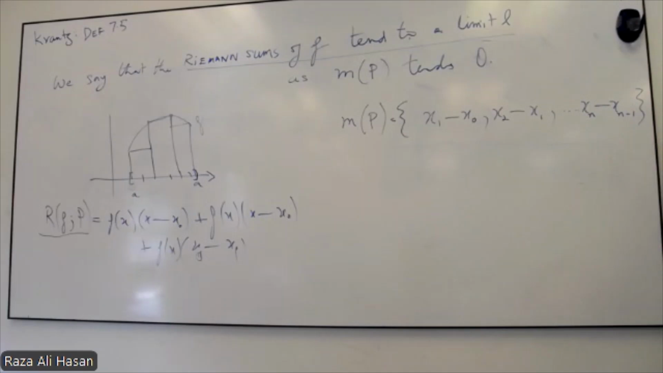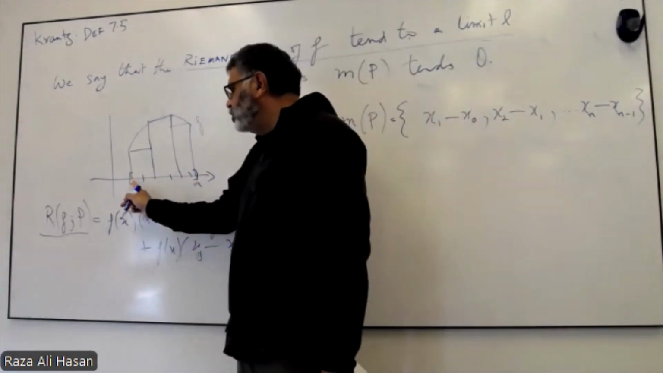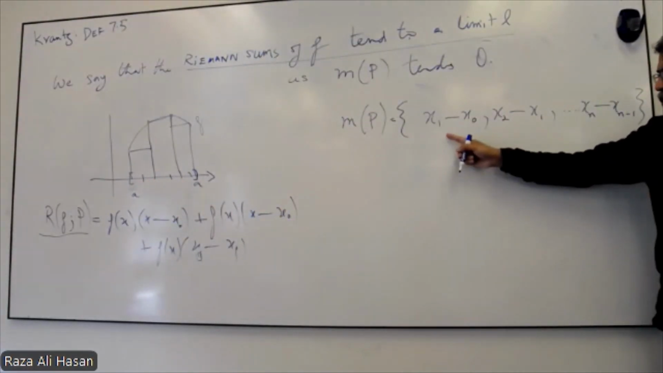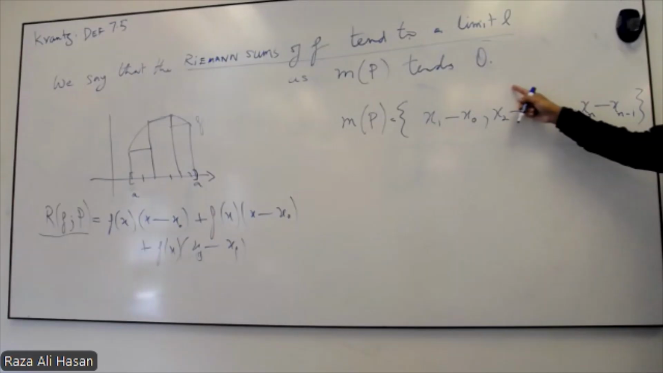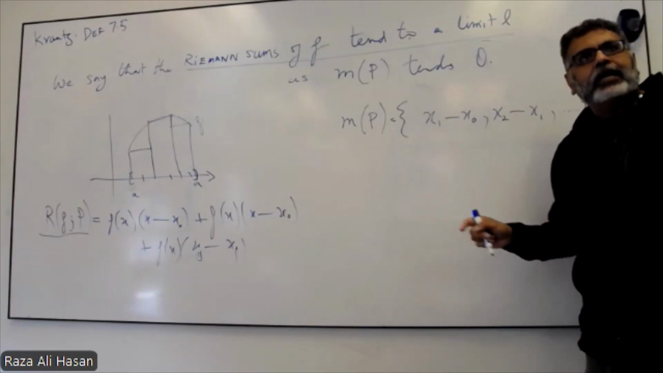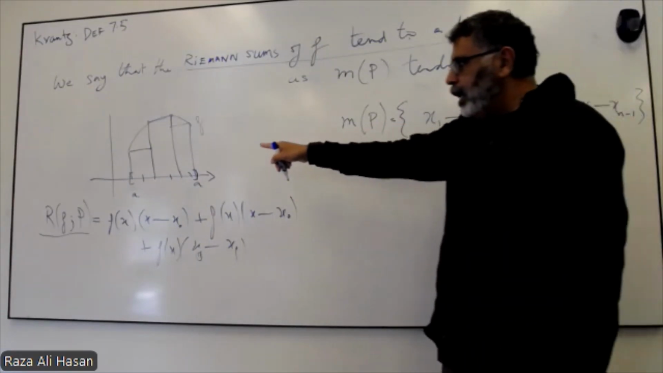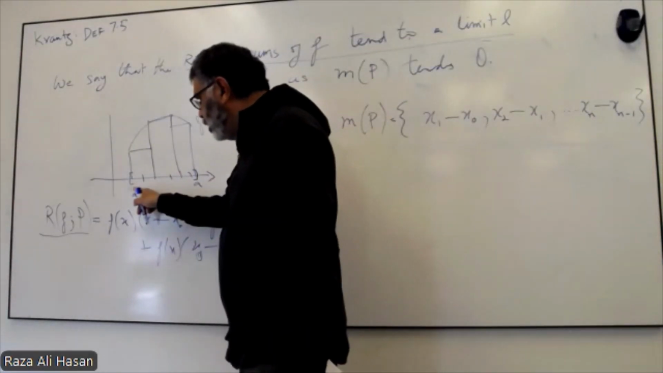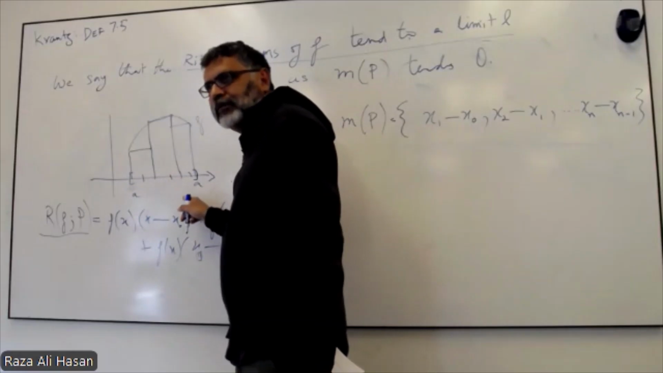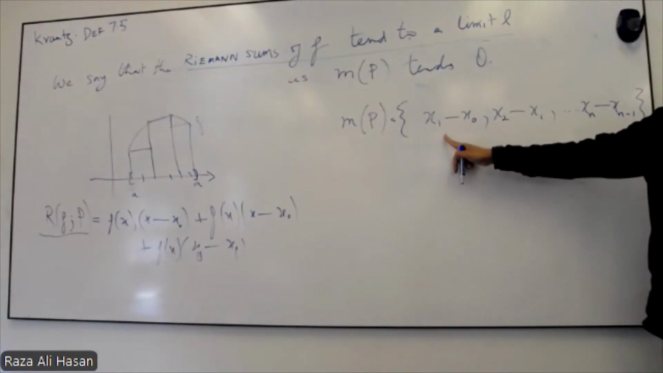What is this thing here? These are the lengths of each of the bases of these rectangles. And we put those into a set, this is another way of thinking about a partition. Once you partition the closed interval AB, you get these subintervals, and each subinterval also represents the width of the base.